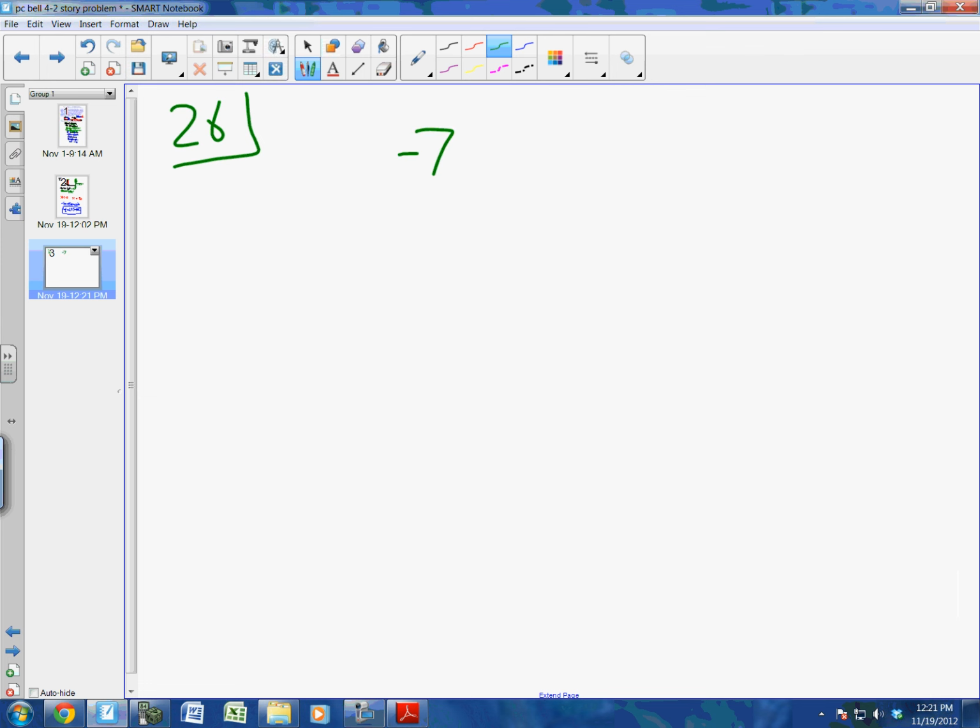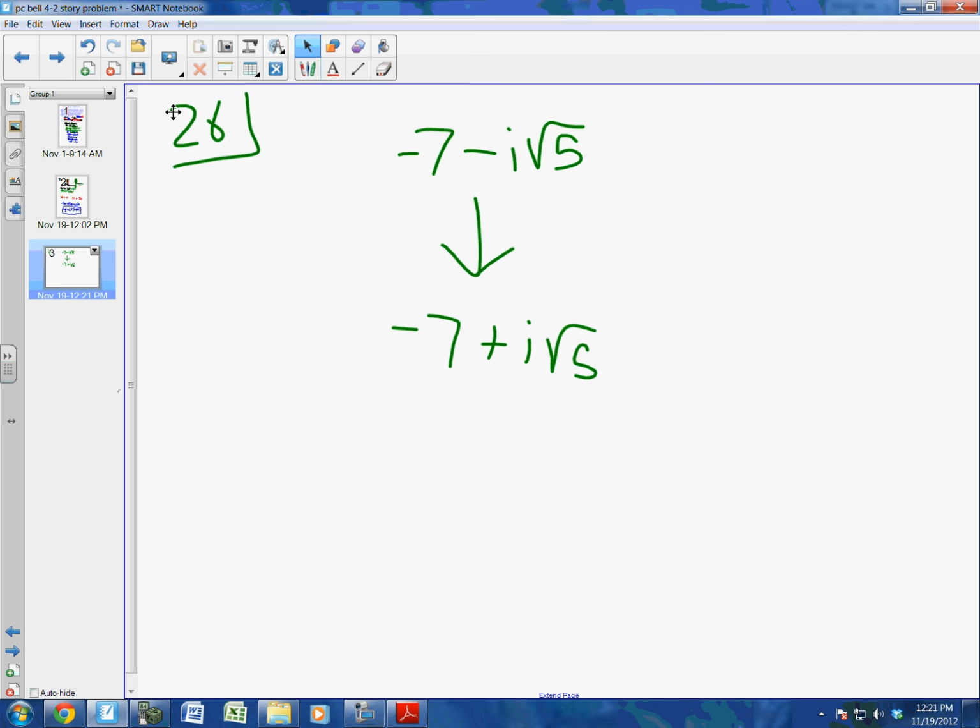Negative 7. What is the question again? Negative 7 minus i square root of 5. There's only one thing you need to change to get a conjugate, you guys. What is it? Which sign? Make it opposite of what it was up there. I changed that minus to a plus. That's it. Conjugates only differ by the sign in between them. If you don't have that in your notes, I would write that in your notes. Conjugates only differ by that middle sign. Okay, what else? I'll do one more.